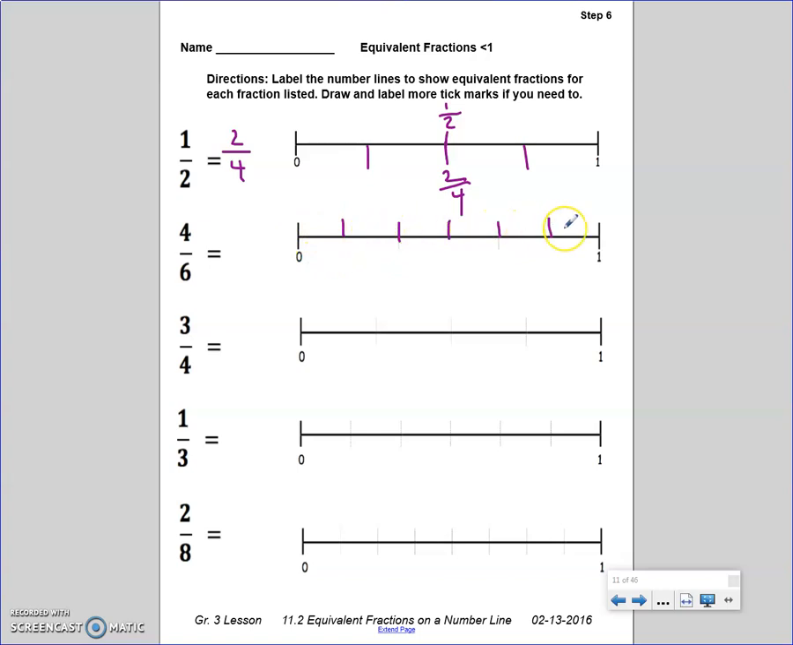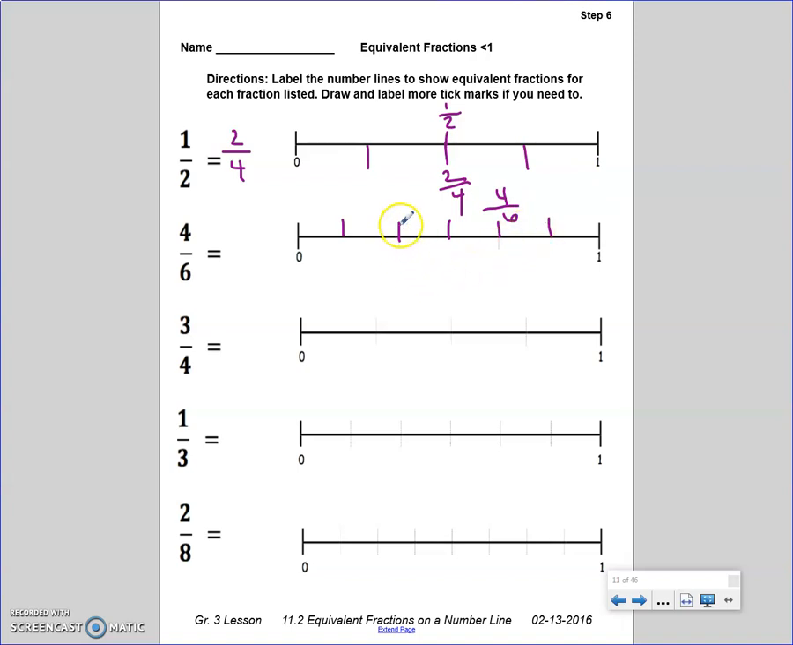1, 2, 3, 4, 5, 6. I do have 6 equal spaces on my unit from 0 to 1. So I need to find 4/6. Well, 1, 2, 3, 4. 4 sixths would be right here. Here is 4 sixths.